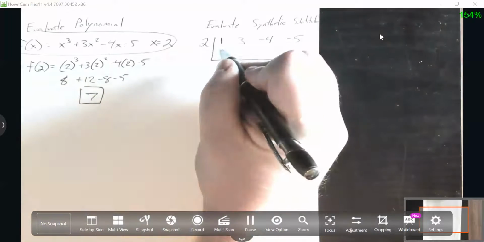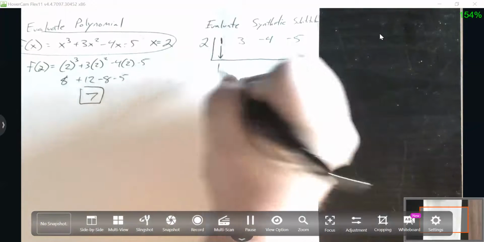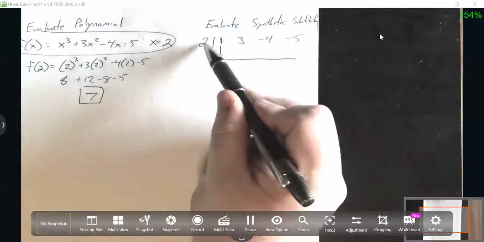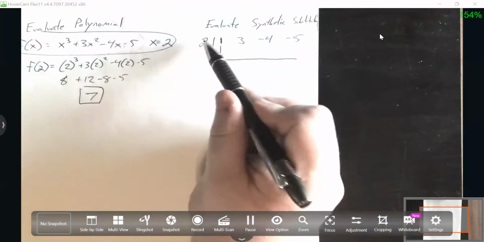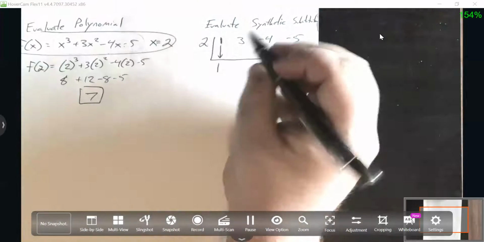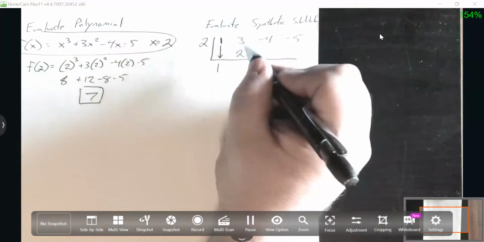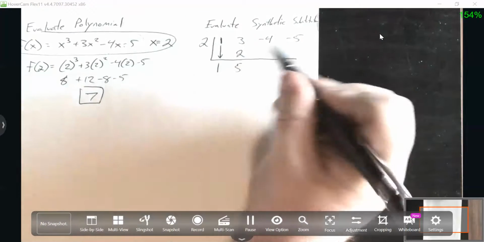What we're going to do is bring down that first number of 1, and I just write it down, whatever it might be. Every number down here, I'm going to multiply by this term. So 2 times 1 gives me 2. The columns, I'm going to add. 3 plus 2 is 5.